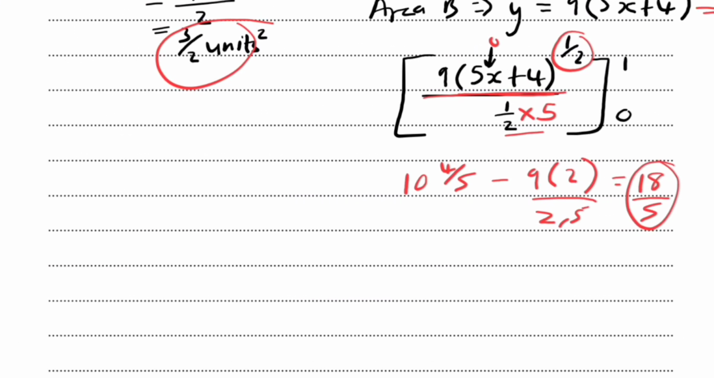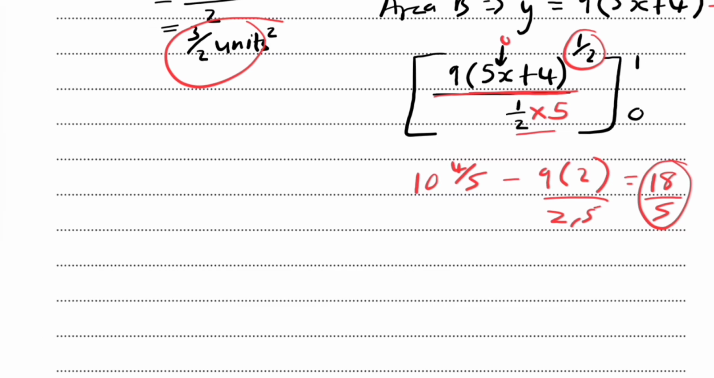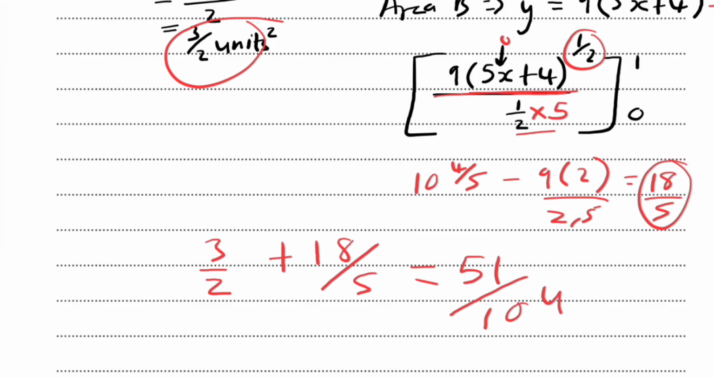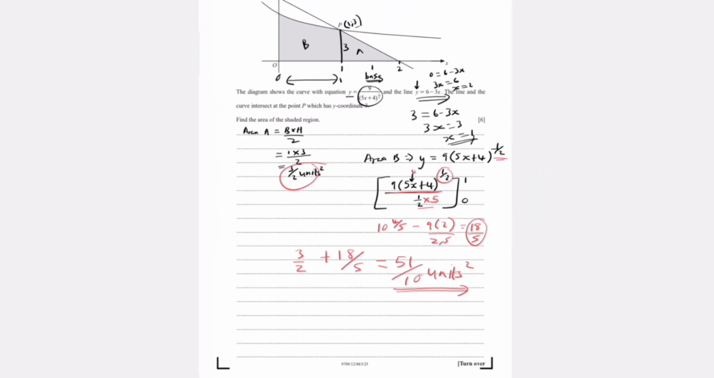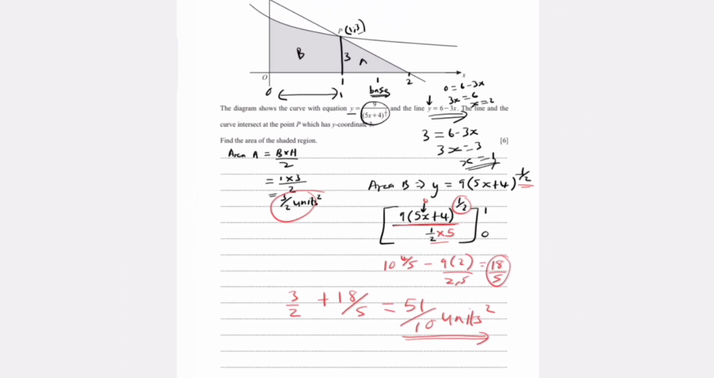Now we're just left with adding these two. So the area of the shaded region will be 3 over 2 plus 18 over 5, and this gives us 51 over 10 square units. And you get your 6 marks there, and that will be it for number 6.